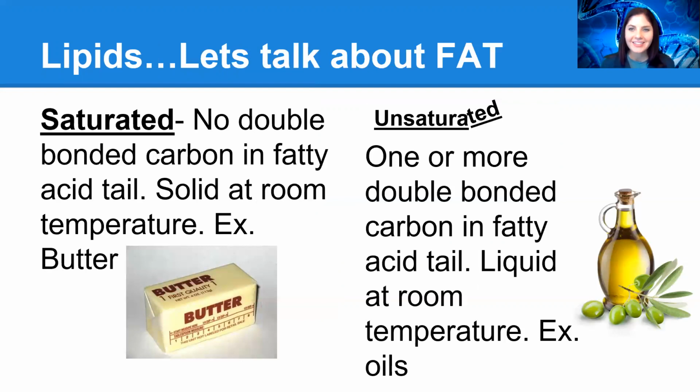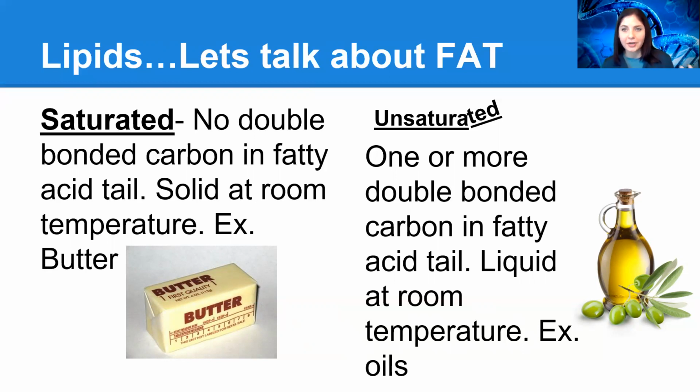So saturated fat does not have any double bonded carbons in the fatty acid tail. It's going to be solid at room temperature. So for example, butter and lard. Those are going to be our saturated fats. Typically they come from animal fat, so any type of animal product is typically going to be considered a saturated fat.